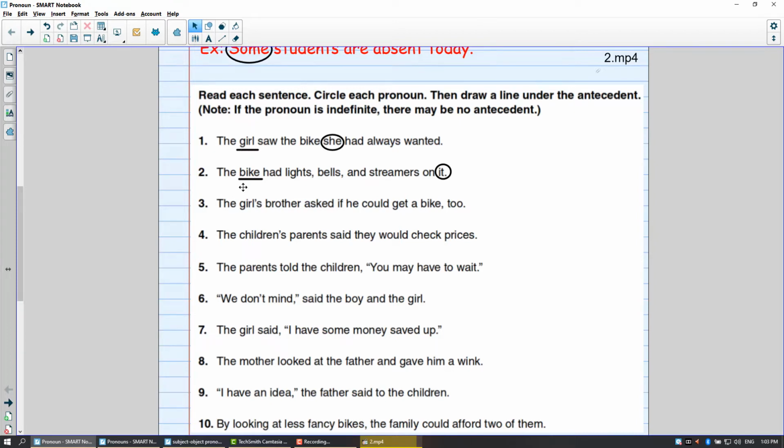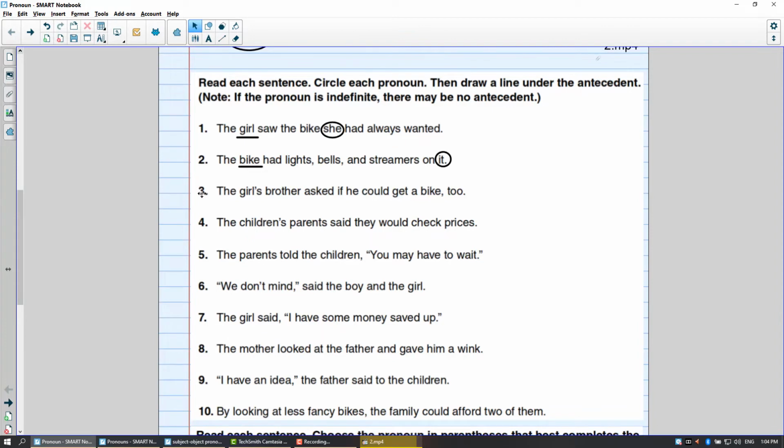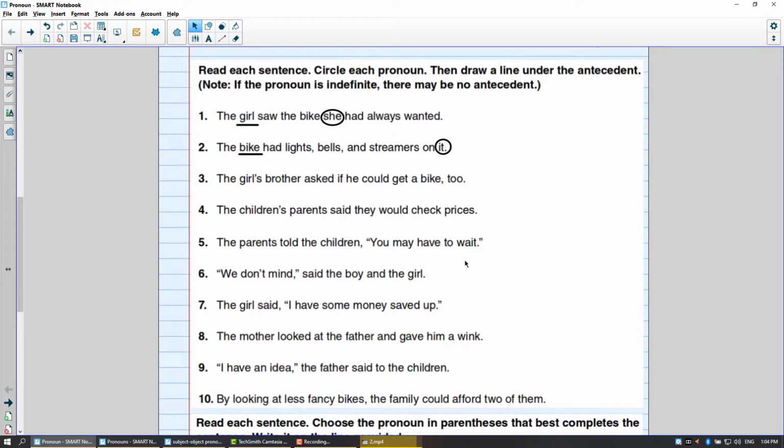Okay? Number 2. The bike had lights, bells, and streamers on it. Where is the pronoun to circle? Of course, the pronoun is it, an object pronoun. What about the antecedent? The word it replaced. Let's go back and we will find that the bike is the antecedent, because the lights and the bells are on the bike. Instead of writing the bike again, we just mentioned it. So it is the pronoun, and the bike is the antecedent. I hope that you will answer from number 3 till number 10 as homework.